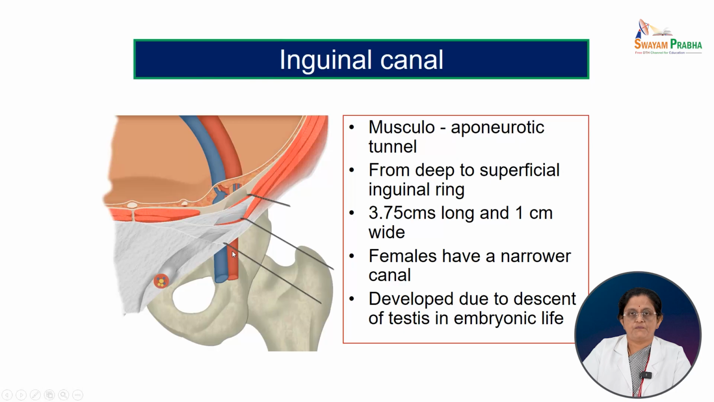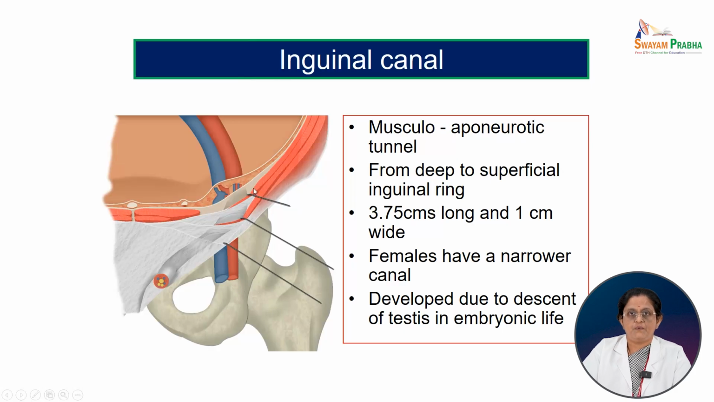So, we go from superficial to deep. The layers of the lower part of the anterior abdominal wall: skin, superficial fascia, which is not shown in this picture, followed by external oblique muscle and its aponeurosis, internal oblique muscle and its aponeurosis, transversus abdominis and its aponeurosis, fascia transversalis, extraperitoneal connective tissue and the peritoneum. You can see the external iliac artery continuing as a femoral artery into the thigh.